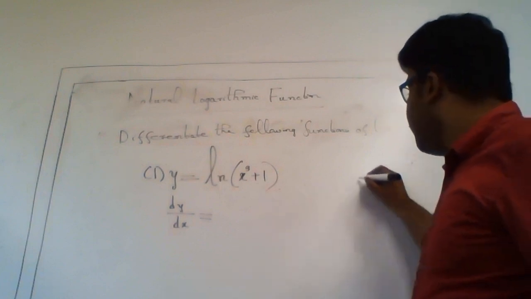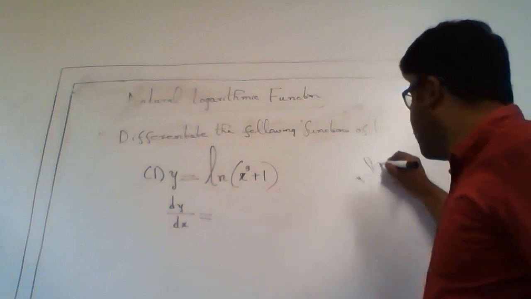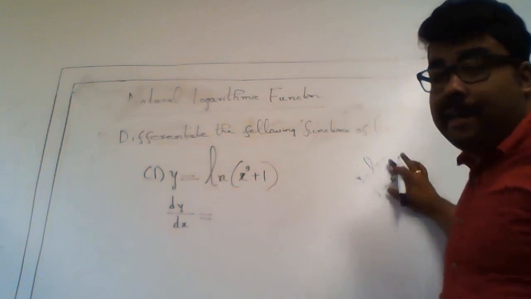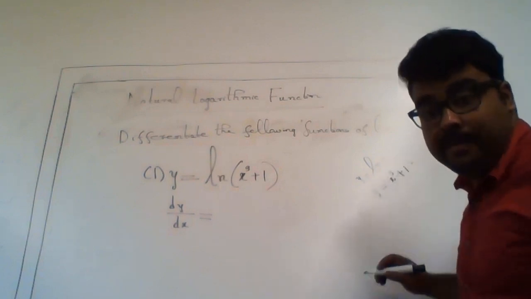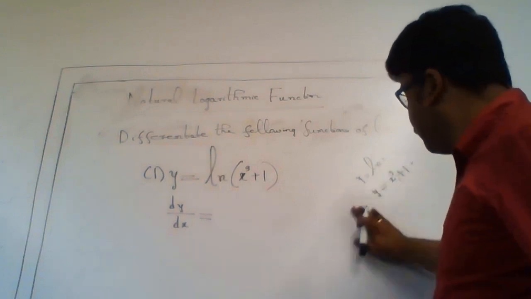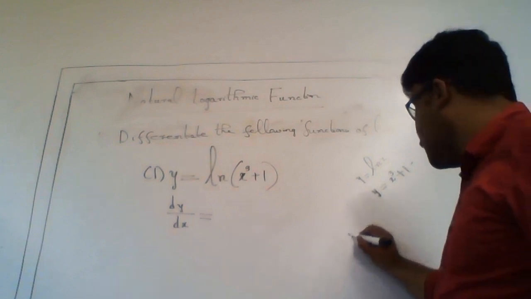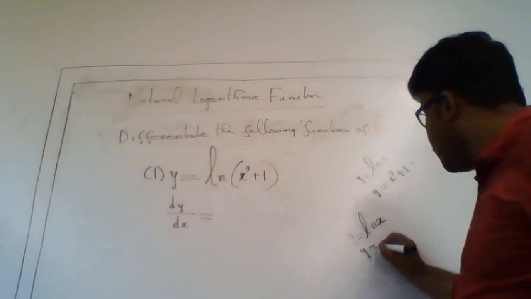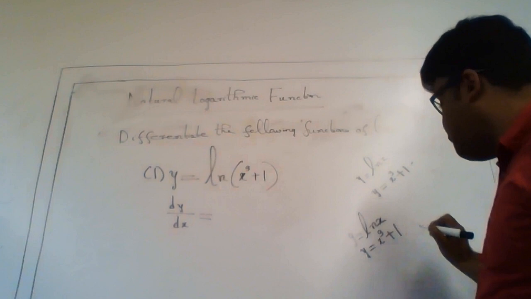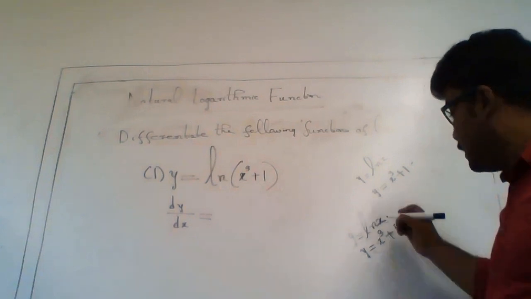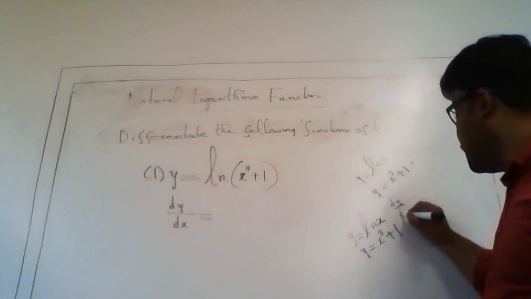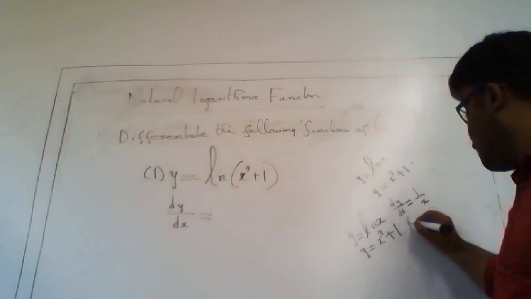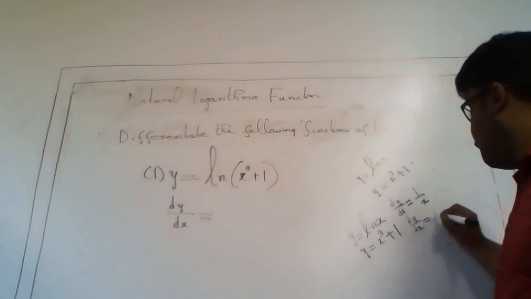So the outer function is y equal to ln x and the inner function is y equal to x cubed plus 1. So what is the derivative of ln x? I think it's not visible, let me write it here. Here the outer function is y equal to ln x and the inner function is y equal to x cubed plus 1. So the derivative of ln x is 1 over x, and the derivative of x cubed plus 1 is 3x squared, right?